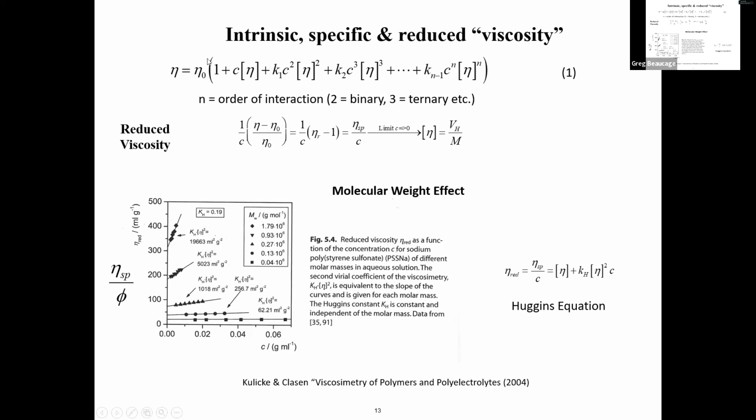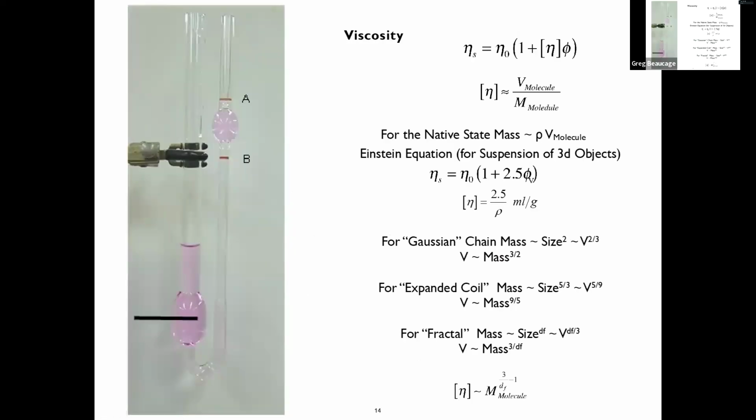In fact, whole PhDs, many of them have gone through just doing intrinsic viscosity measurements for different things. These are also polyelectrolytes. That's showing how this should be constant again. It's not. Then so what do you do?